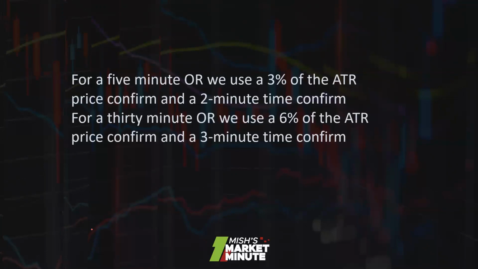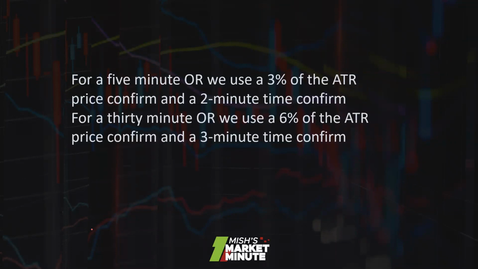And the reason we use a price and a time confirm for the opening range is for the very simple reason that it is a great way to avoid getting chopped up by the algorithms or the high frequency trading computers. So for a 5-minute, we'll take the average true range and take 3% of that, add that to the high of whatever the 5-minute opening range high was. And then we want to see it close up at that price for 2 consecutive minutes.